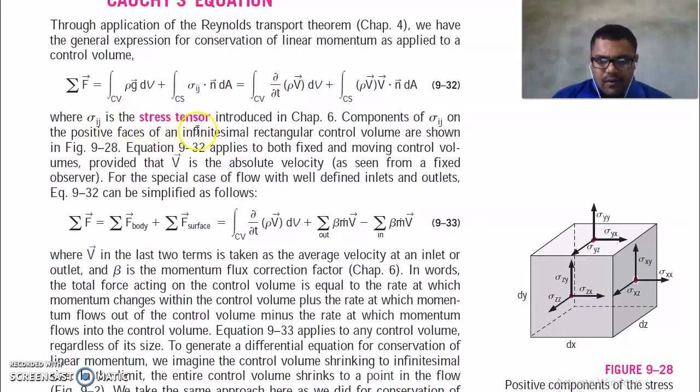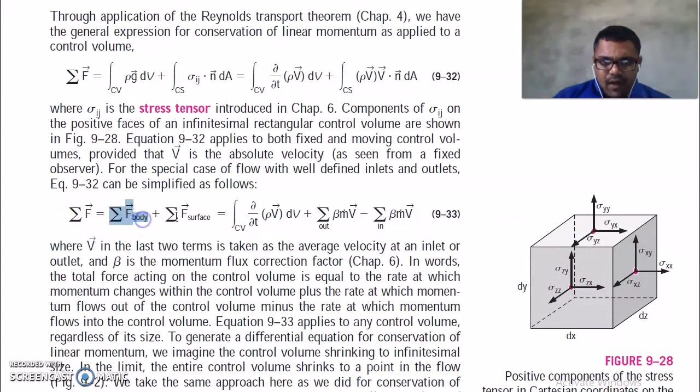So sigma ij is a stress tensor, which you can see on this control volume. Sigma ij on the positive faces of an infinitesimal rectangular control volume is shown. This is sigma xx, on the x side, this is sigma xz, on the x and z side, and this is sigma xy, on the xy side. Same on this plane: this is sigma yy, which is only on the y plane, and sigma yz, and sigma yx, which is toward this x direction. You can express the same for this surface. So these are your tensor quantities. Now force can be expressed as body force and surface force.